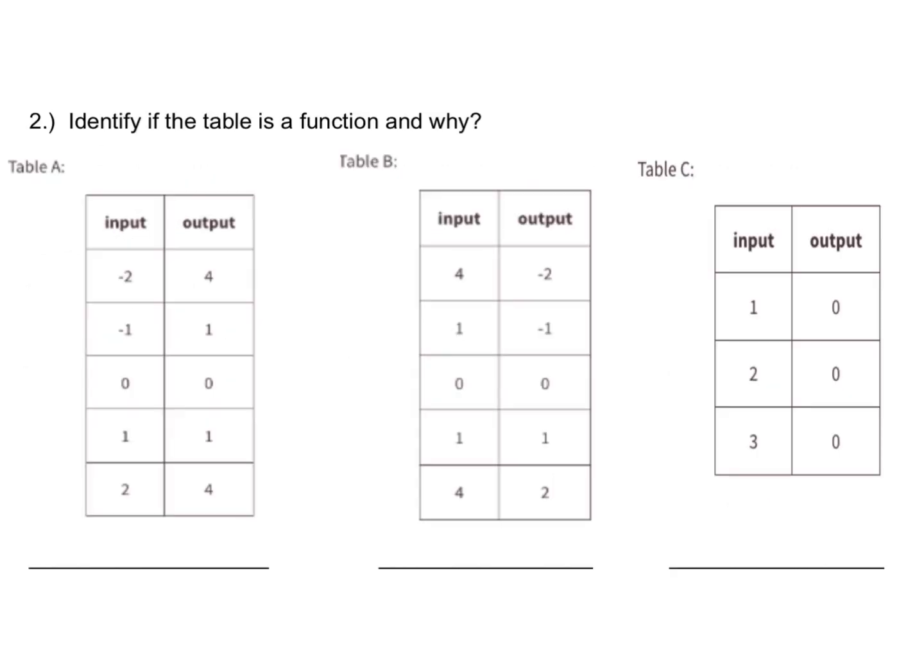Okay, next we're going to identify if the table is a function and why. So remember, for it to be a function, every input has exactly one output. Our inputs cannot repeat. So when I look at table A, I notice that all of my inputs are different and they have their own outputs. So there are no repeaters here in the input. So yes, this is a function.